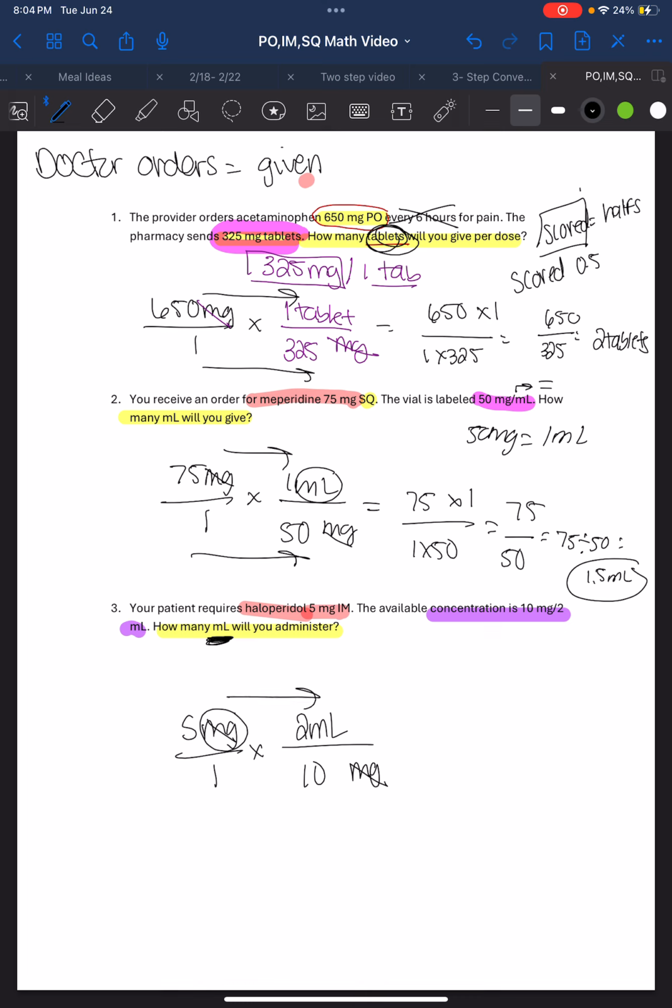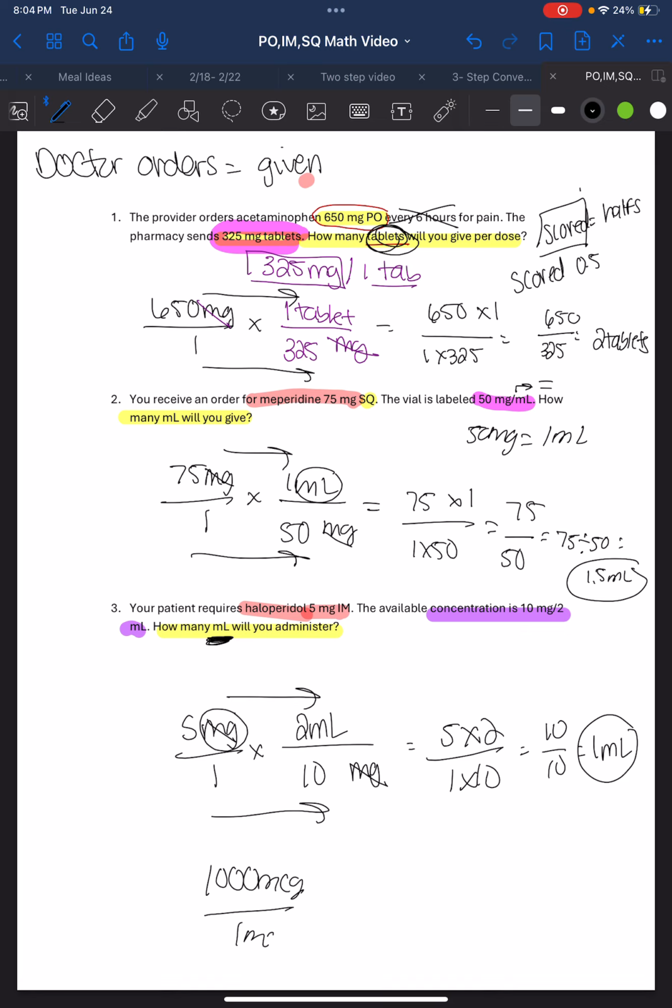Again, we're going to multiply across, which turns into 5 times 2 over 1 times 10. That's 10 over 10, which simply equals 1 mL. Something I want to add in case you're getting confused: in order to put, for instance, this 10 milligrams over 2 mLs, they have to equal each other. Just like if we were going to put 1,000 micrograms over 1 milligram, these equal each other. We know that 1 milligram equals 1,000 micrograms. So in order to put things on top of each other, they have to be equal to each other. Thank you.